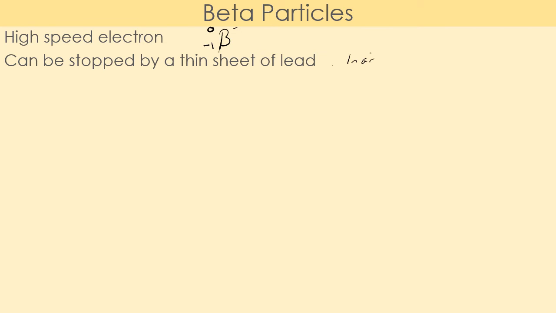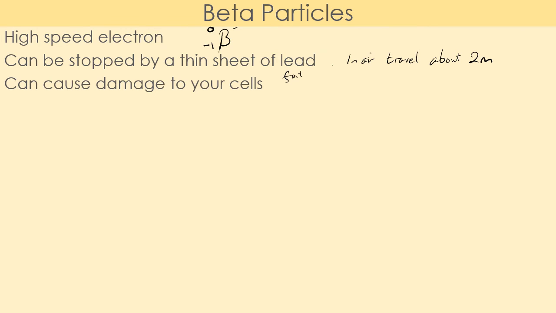In air, they will travel about 2 meters. It says air there. They can be stopped by a thin sheet of lead or foil. Any kind of metal foil will stop them, very, very thin ones. Now, they can cause damage to your cells. So again, they can cause mutations in your cell, which can lead to cancer, but not as badly as alpha does. Its main use is to measure the thickness of foils or metals.